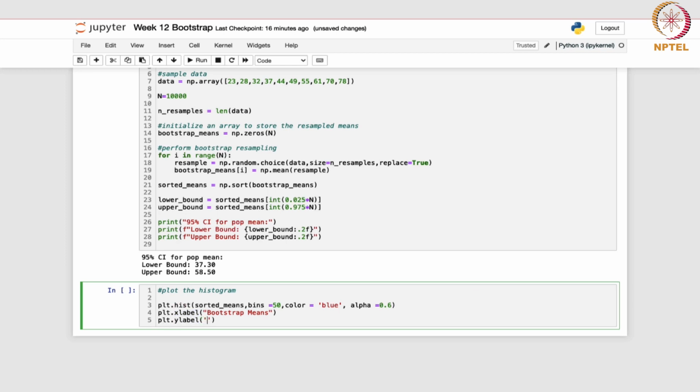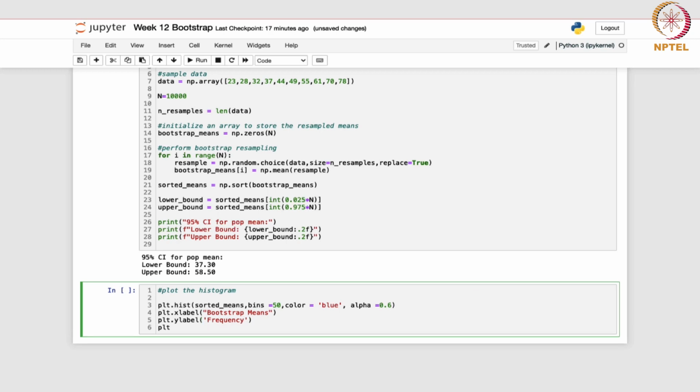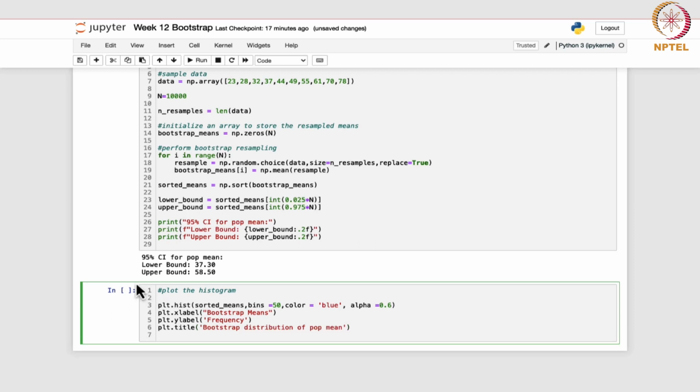So on the y-axis we can write frequency, and the title of this could be bootstrap distribution of population mean.